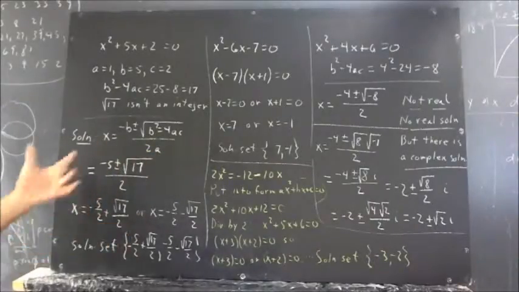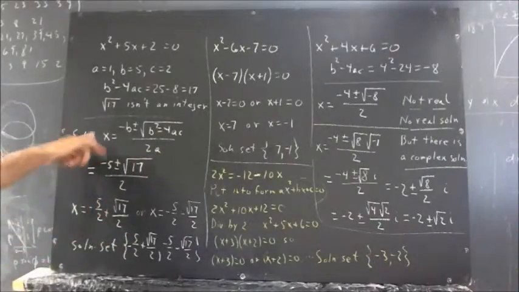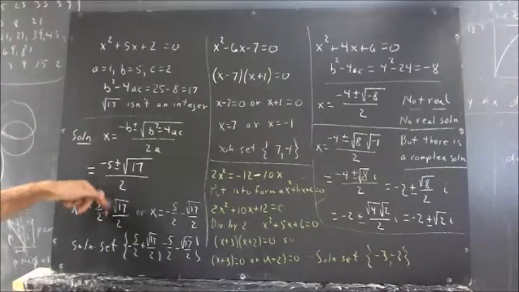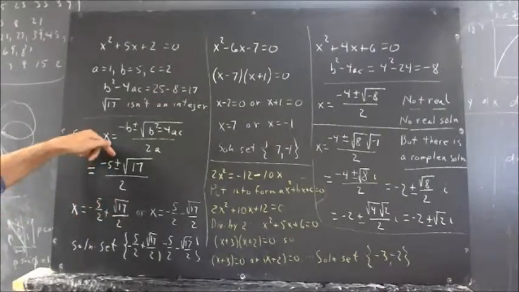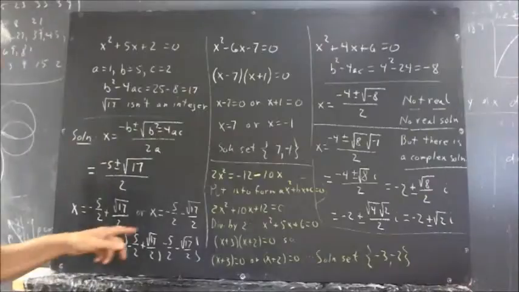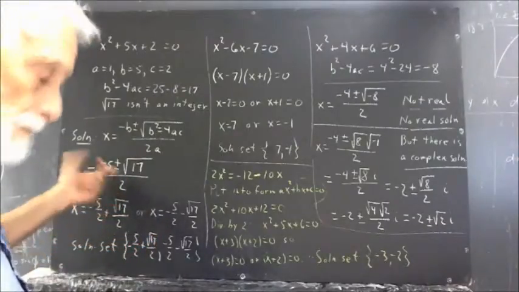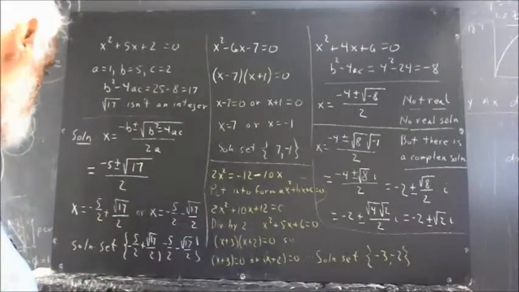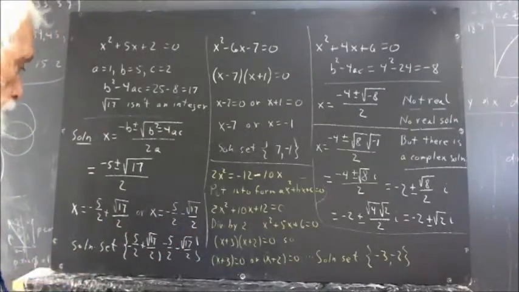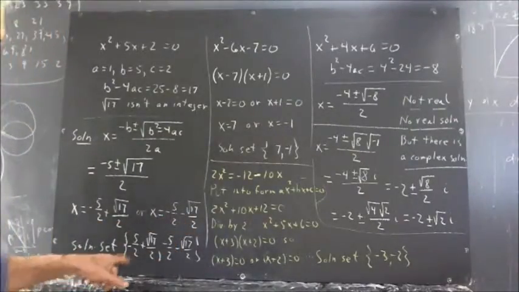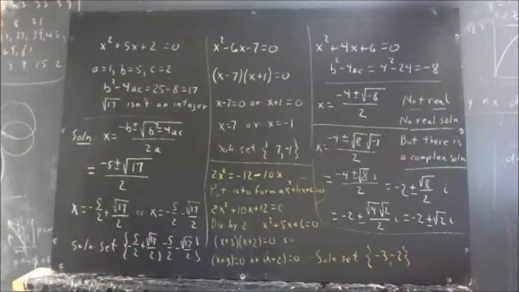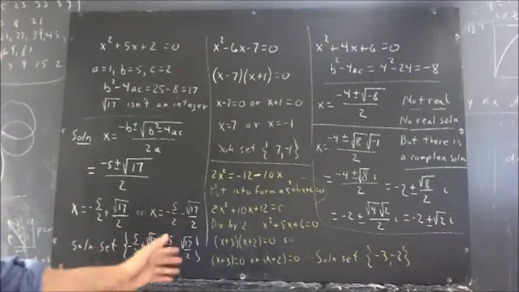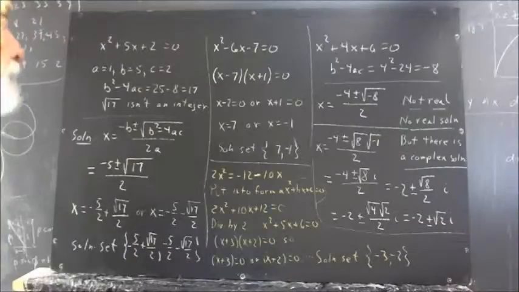And we simply write this as negative 5 halves plus square root of 17 over 2, that takes care of the plus, or negative 5 halves, get the same thing there, minus the square root of 17 over 2. Our solution set is therefore negative 5 plus the square root of 17 over 2, negative 5 minus the square root of 17 over 2.